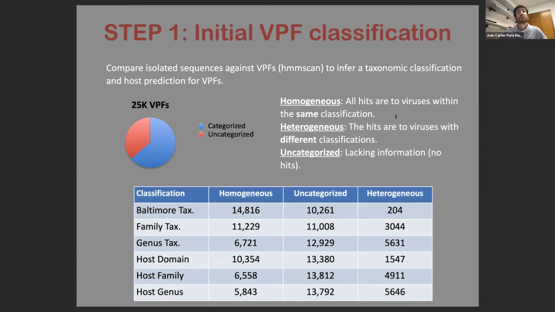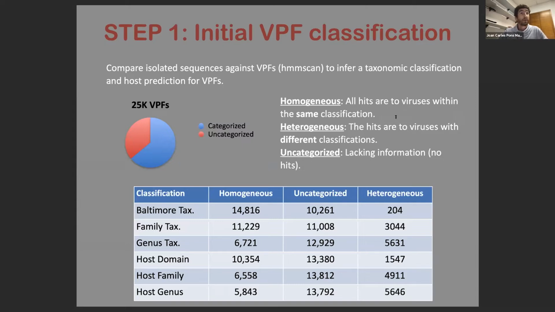Then in the initial VPF classification, this is step 1, we compare isolate sequences against viral protein families. We're using HMM scan to infer both taxonomy classification and host prediction. Using this, we are considering all the hits between proteins and VPFs. And if all these hits are within the same classification, we consider that this VPF is homogeneous for this classification, or it is heterogeneous in the case that we obtain different classifications. In that case, we exclude these viral protein families from our set. Or there are no hits between the proteins coming from isolate viruses and VPFs, and the VPF remains uncategorized.